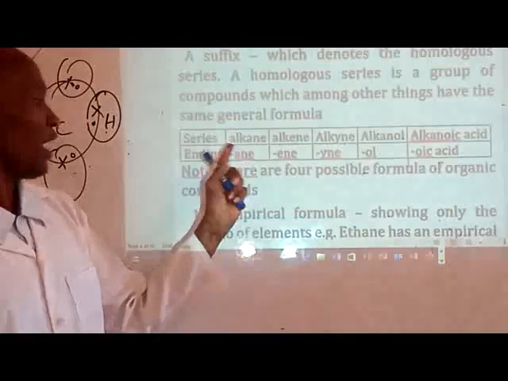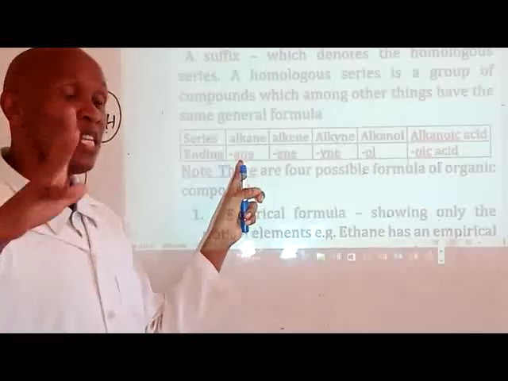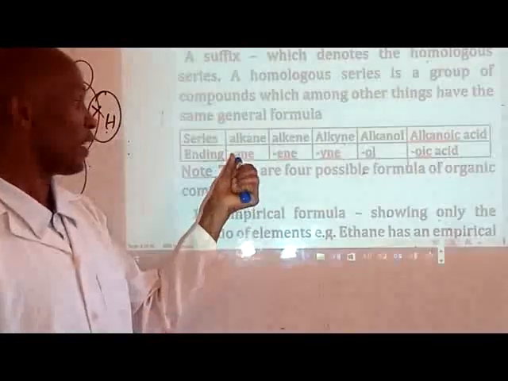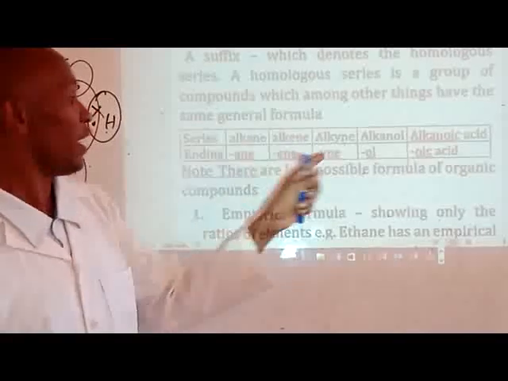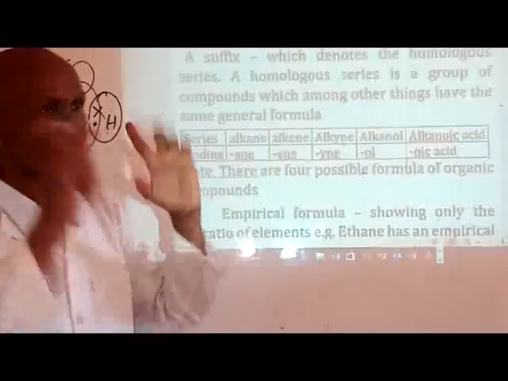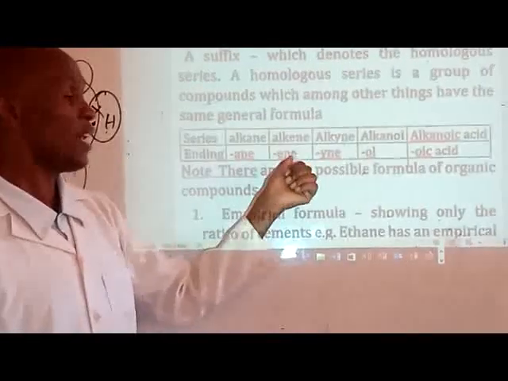For instance, an alkane with one carbon atom will be methane, because one carbon is meth, then it is an alkane, so it will have to end with ane. An alkene with two carbon atoms will be ethene: eth is standing for two, then ene is the ending for alkene.